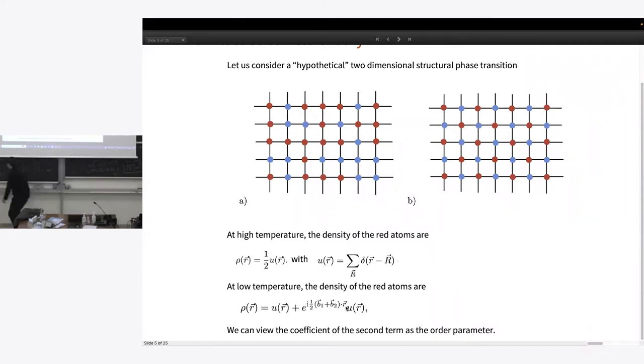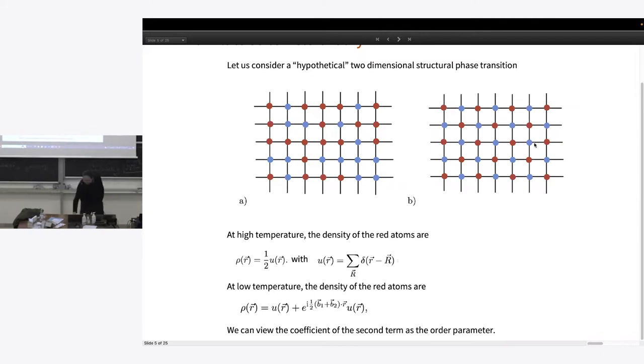So what I'm saying here is that it looks mysterious, but that factor, exponential i (b1 plus b2)/2 dot r, is basically exponential i π x plus i π y. So when x and y are just integers, these are alternating plus and minuses. That's why we are showing this structure. The first one is the extremely high temperature phase, and the second one is the low temperature phase.